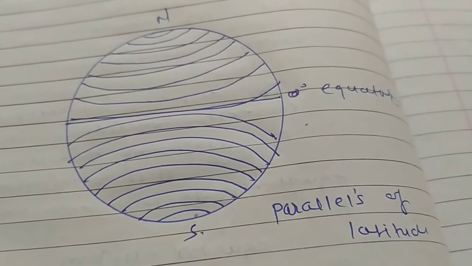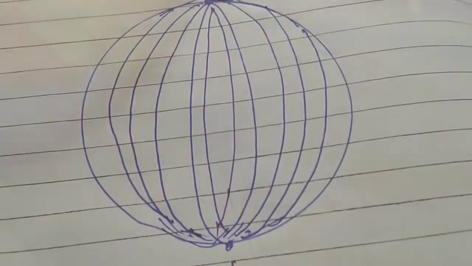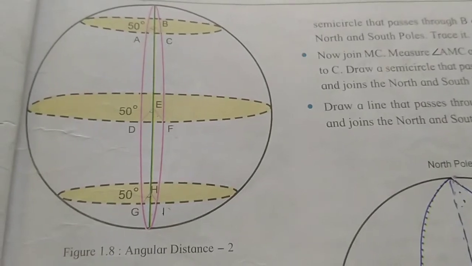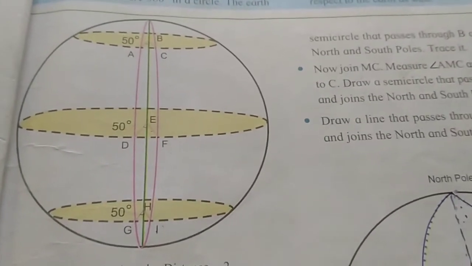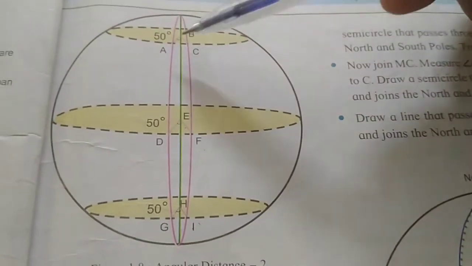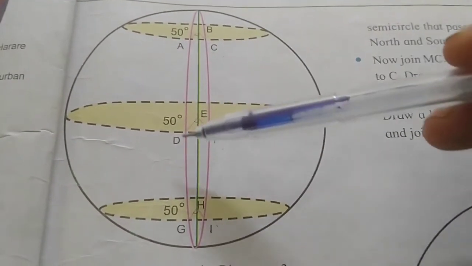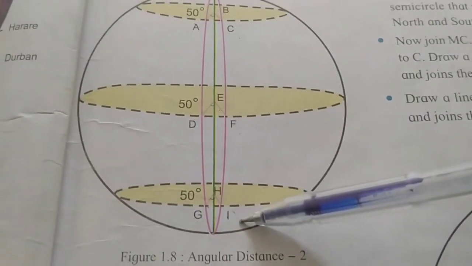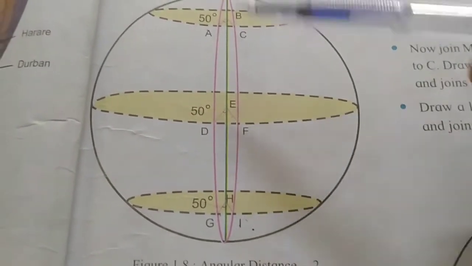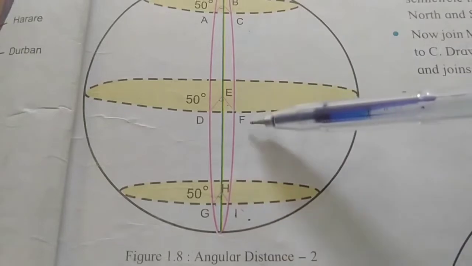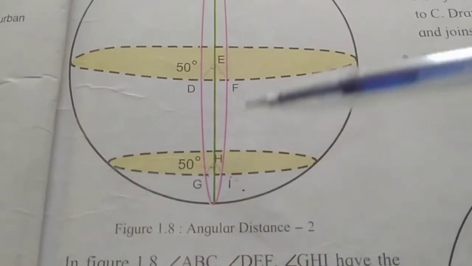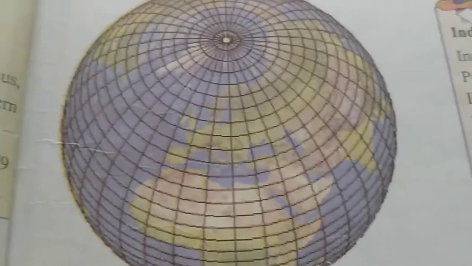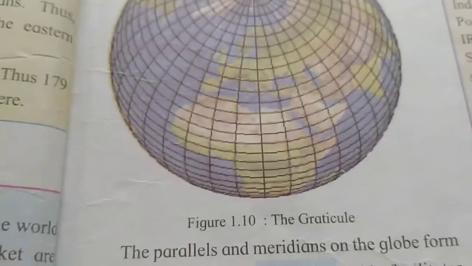This diagram is of parallels of latitude. Dear students, observe figure 1.8. Angle ABC, angle DEF, angle GHI have the same measure, that is 50 degrees, but the distances between A and C, D and F, and G and I are different because the earth is spherical in shape. Now let's study the graticule.